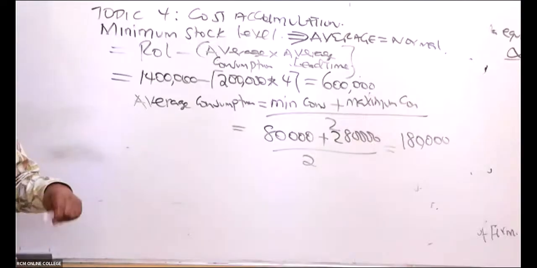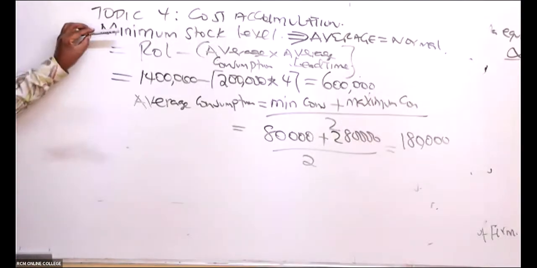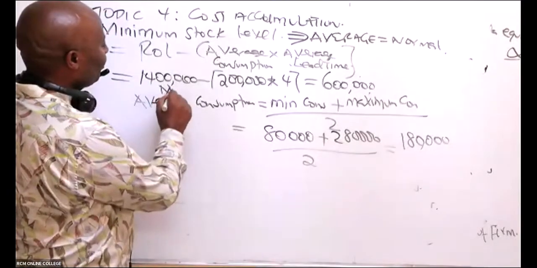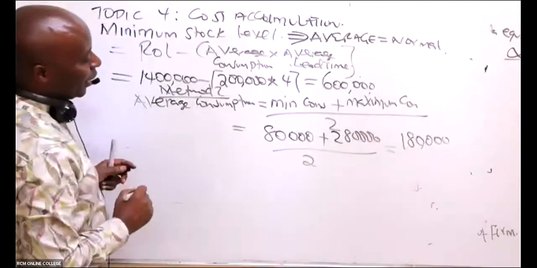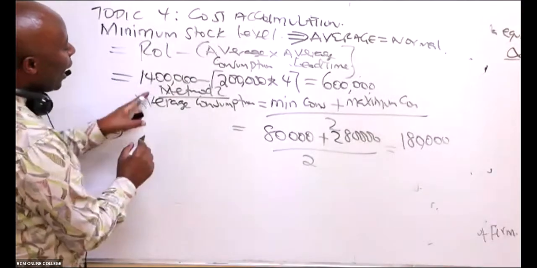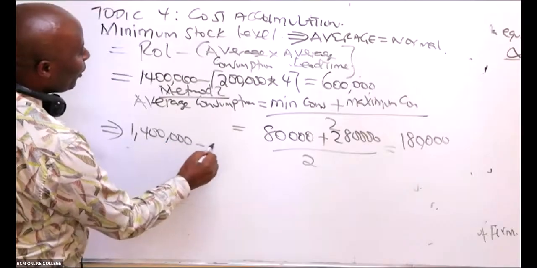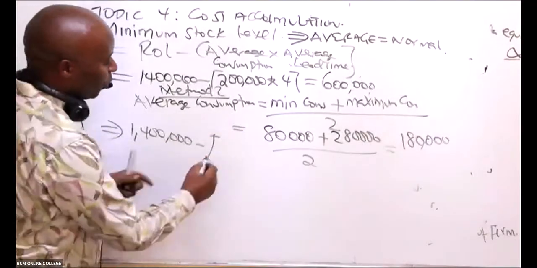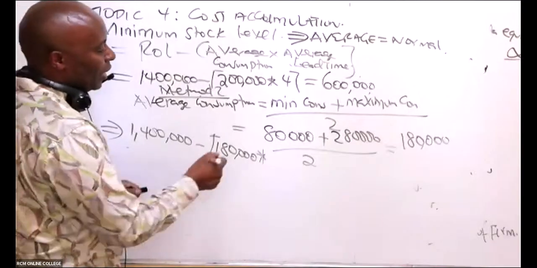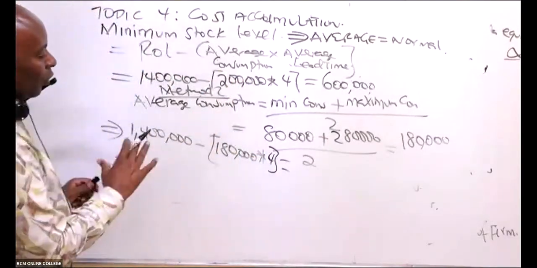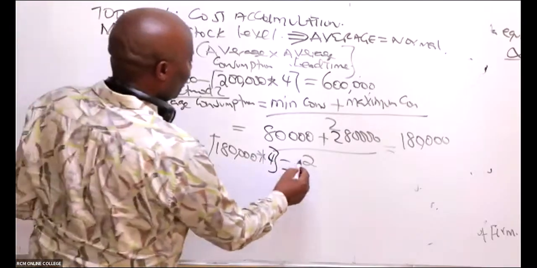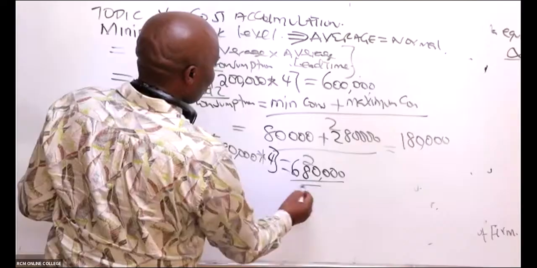Okay, great. Thank you so much. So once I give you this 180,000, you can easily use it. You can call this method 2, and then you can finish it up. So the reorder level, if I'm using method 2, will be 1.4 million minus average consumption, which is 180,000, times the average lead time, which is 4. Then the final answer is 680,000.